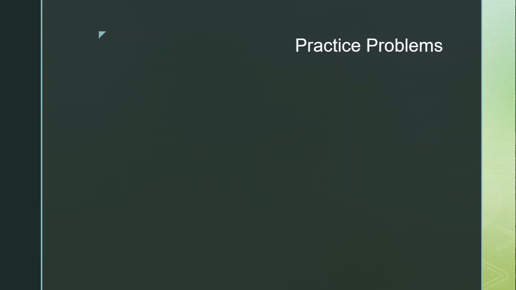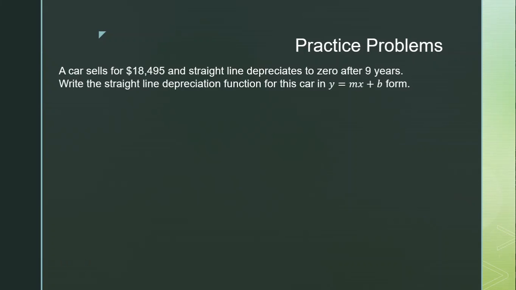Okay, here's a couple for you to try. So the first one, a car sells for $18,495, that's the max value, and straight line depreciates to 0 after 9 years. So in the box here, write the straight line depreciation function for this car in y equals mx plus b form. So you're going to have y equals whatever your slope is times x plus your intercept. That's what your box should look like.